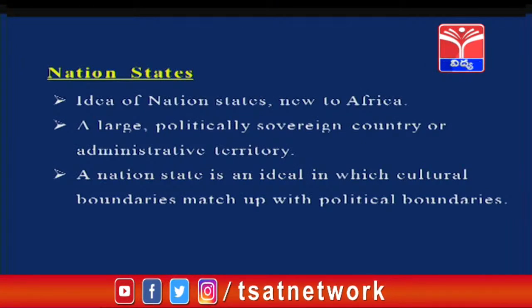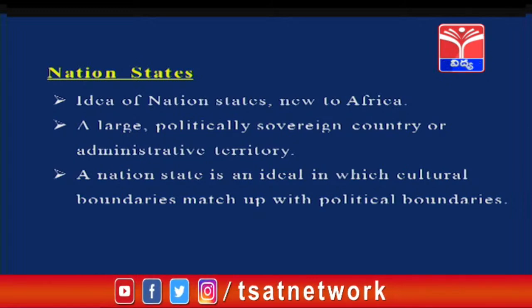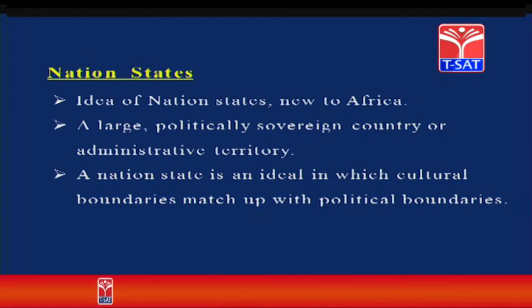For Nigeria and other African countries, the concept of nation state is a very new idea. Idea of nation states is new to Africa. A nation state means a large politically sovereign country or administrative territory. In other words, a nation state is an ideal in which cultural boundaries match up with political boundaries. So, this concept is very new to African countries, that is, politically organized people having the same race, culture, tradition and languages.